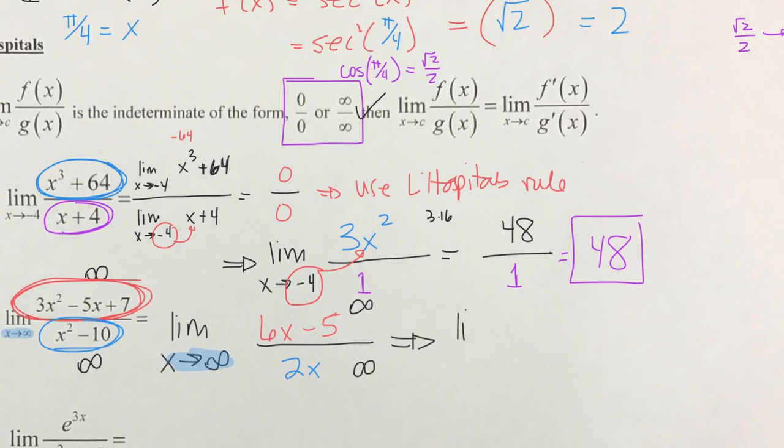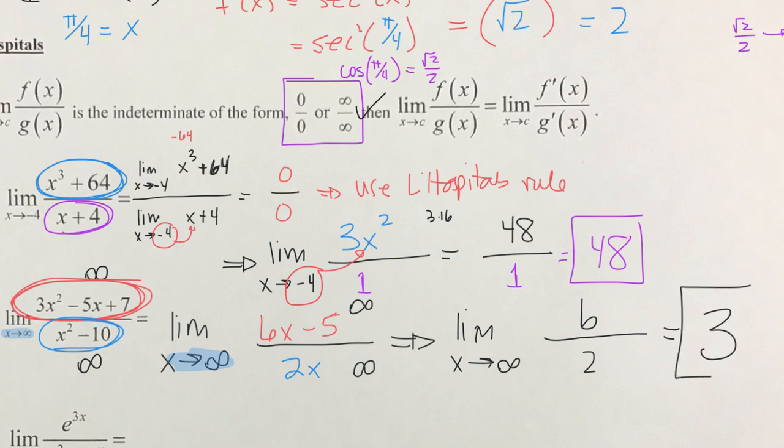So then I have the limit as x approaches infinity of, what's the derivative of 6x minus 5? 6. And what's the derivative of 2x? 2. So 6 divided by 2 is 3. And the answer is 3.